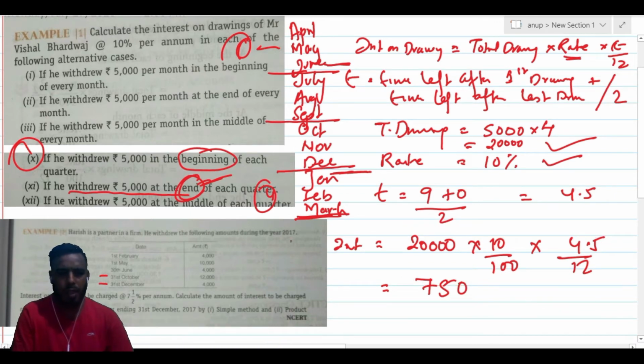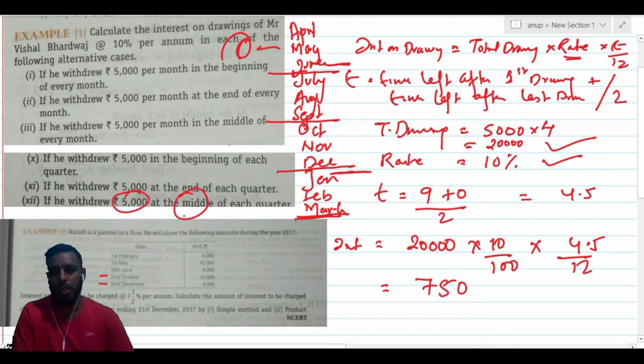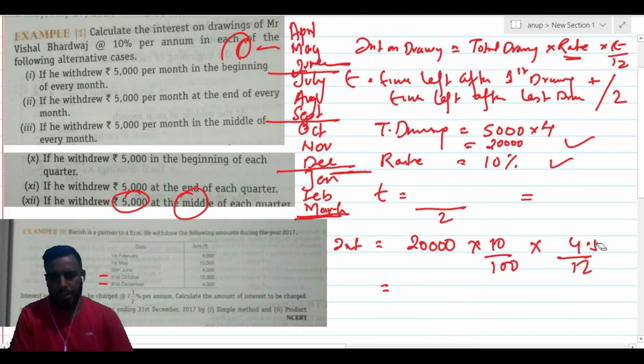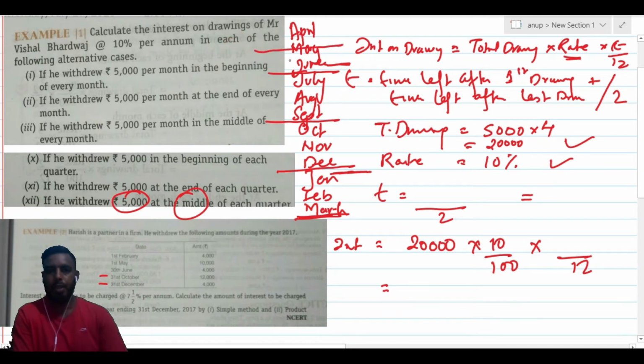Okay, very good. Now let's understand the last case: if he is withdrawing 5,000 in the middle of each quarter. Since he's withdrawing quarterly, the amount will remain 20,000. The rate is 10%. So we need to calculate t here. In order to calculate t, we need to understand the date of the first drawing. The date of the first drawing is the middle of the quarter, that means somewhere around 15th May. So here 1.5 and 9, in total how many months are left? 10.5 months.